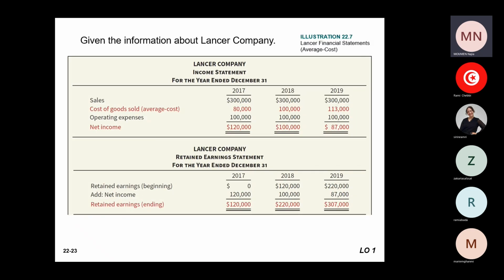So, to be able to apply the retrospective approach, we have, first of all, to contrast both sets of information for the income statement and the retained earnings, and then show the retrospective impact as an adjustment to the beginning balance of the retained earnings, and then also go back to the financial statements and restate the presented years to the extent practicable, okay?